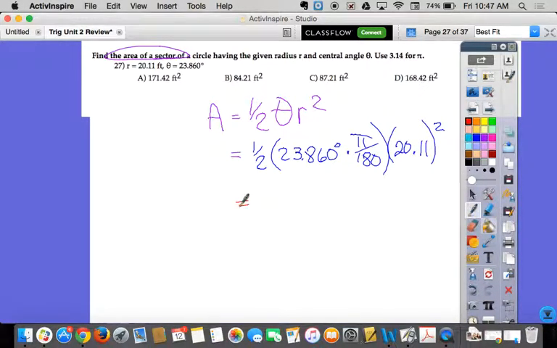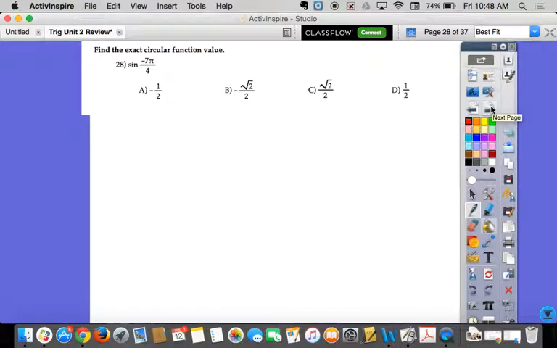So I'm going to come in here and type 0.5. That takes care of this guy. Times 23.860 times pi. And then I'm going to say times 20.11 squared. I'm just squaring this part because that's all it's got squared. Once I get that value, I'm going to come back and say divided by 180. So I've got 84.21. And it is square feet because we are talking area here. Anytime you use area, you're going to have square units. Okay? Keep rolling.